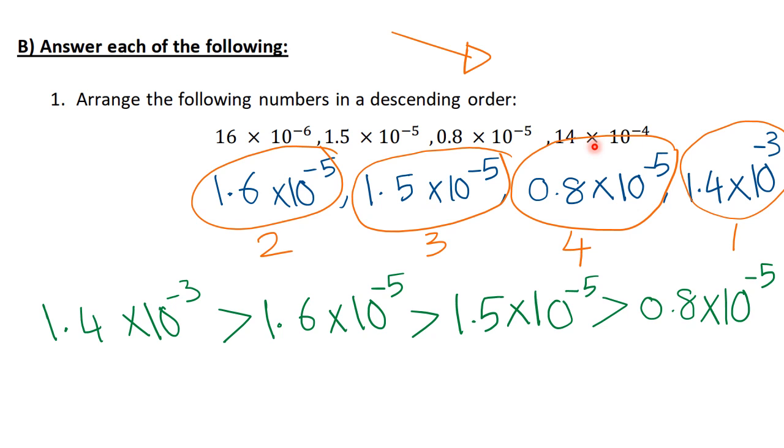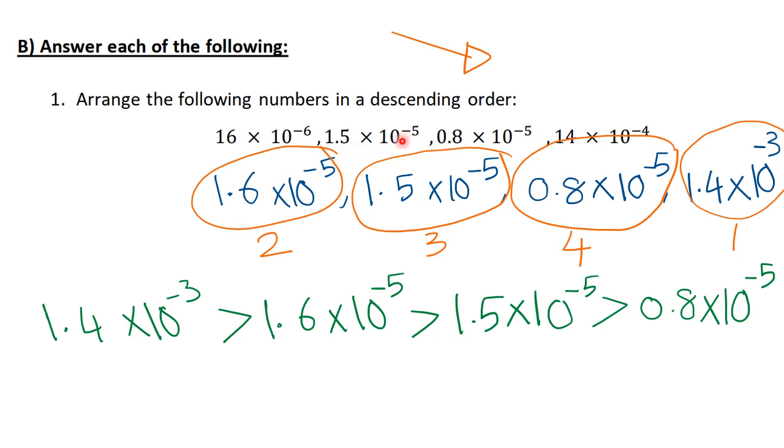They are not all in scientific notation. So the first step is to make them all in scientific notation. When we see 16 times 10 power negative 6, 16 is greater than 6, so we'll put a decimal point between the 1 and 6. That means we divided this part by 10, so we multiply this part by 10 also. So negative 6, when it is multiplied by 10, will be power negative 5.